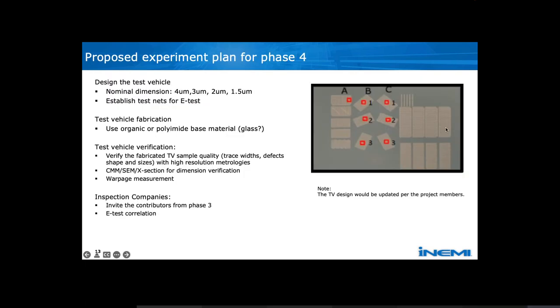As I probably touched on before, let me just go through it again: the proposed detailed experiment plan for phase 4. As I mentioned, we're going to have 5 to 1.5 micron dimension, and our plan is to add test nets in the test vehicle, so we can do some e-tests to correlate with the defects.